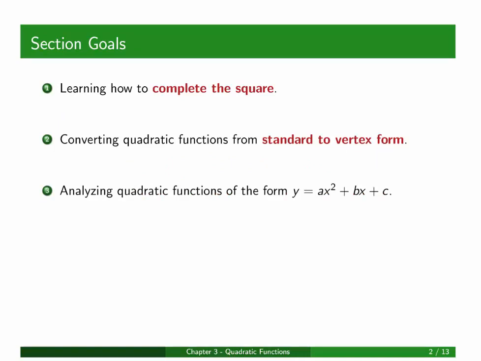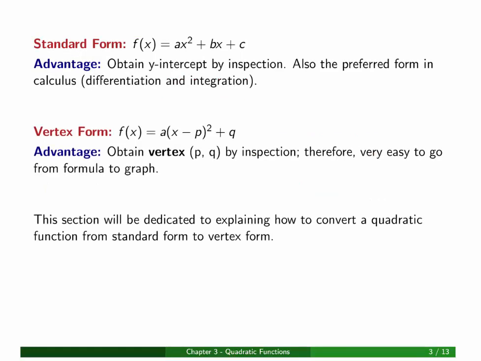Here we go. The whole goal is completing the square, going from, as I said, this form to vertex form. So let's compare the two forms. Here's standard form at the top. The advantage is you get the y-intercept by inspection. It's also a very great form in calculus when you do differentiation and integration. It's a pretty nice form.